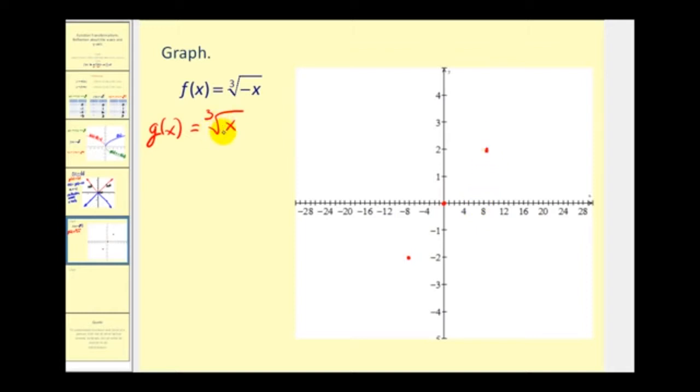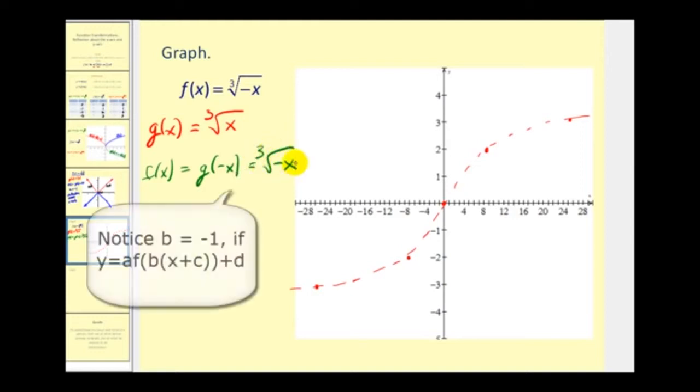The cube root of -27 would be -3, somewhere here. And the cube root of +27 is 3. So the parent function looks something like this. But we want to graph f of x equals the cube root of -x. So f of x is equal to g of -x, which is equal to the cube root of -x. So here notice we're changing the sign of the input or every x coordinate.